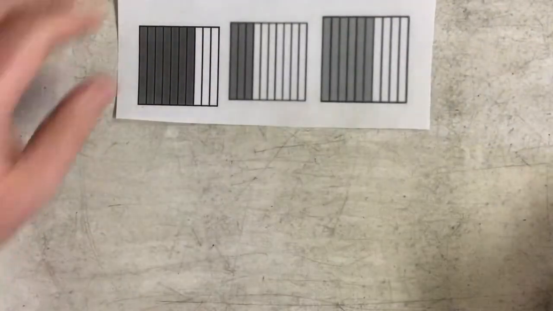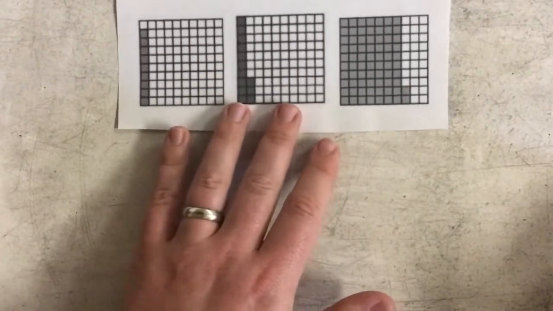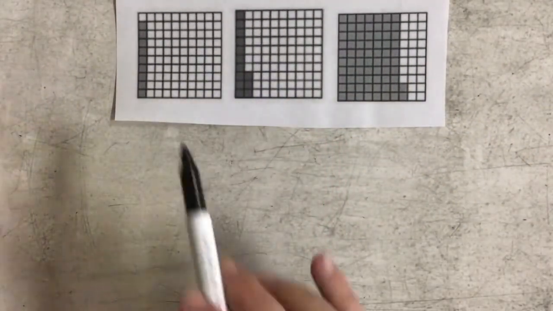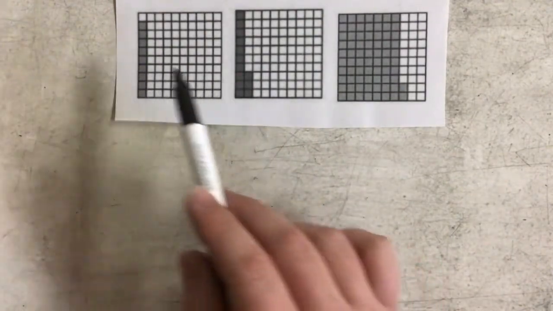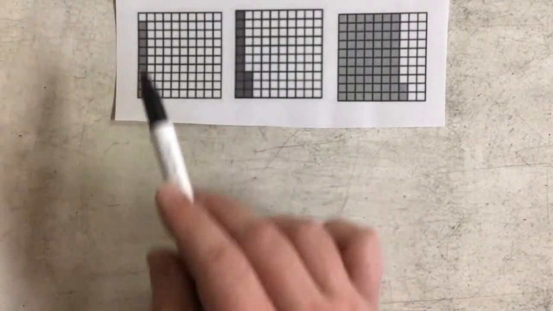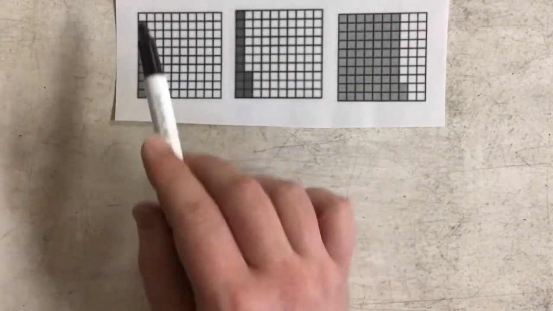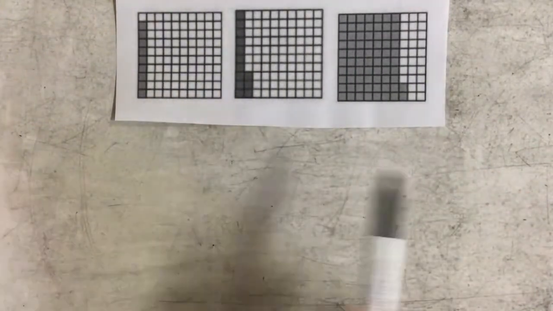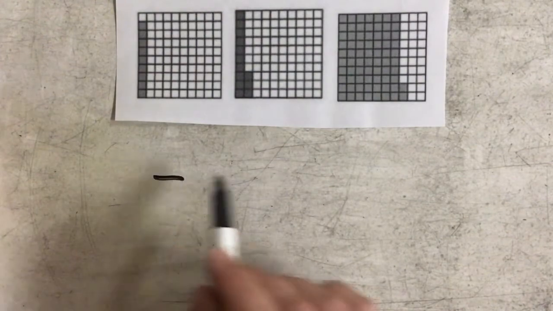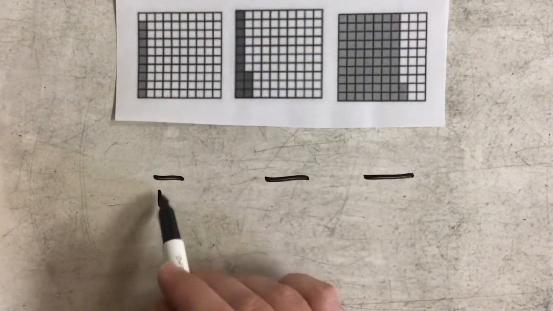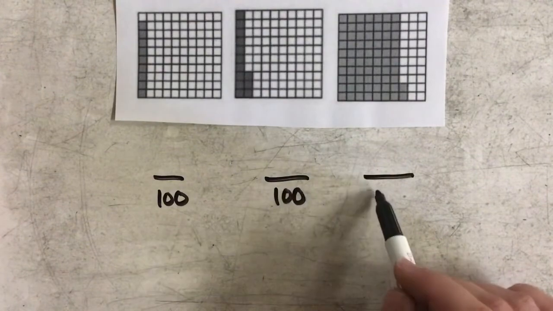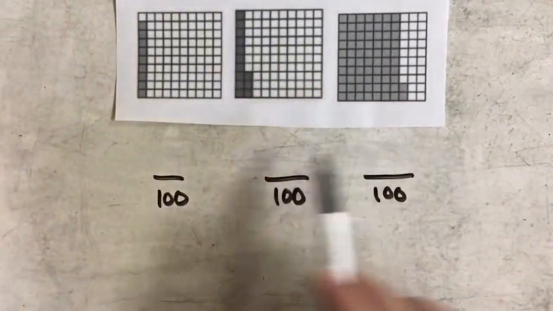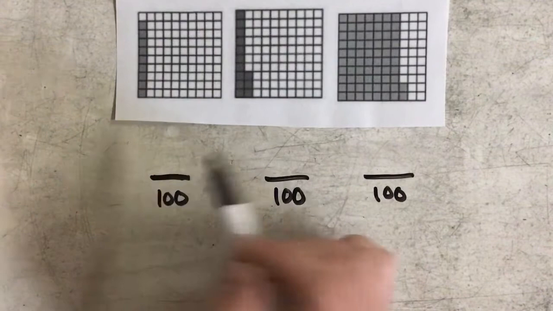Let's look at that example with hundredths this time. Here, my models have been cut not into tenths, but into hundredths. So this is 10 by 10. So there are 100 unit squares on each of these models. So if I were representing these as a fraction, I know that 100 would be in my denominator position for each one of them because they've all been cut into hundredths.